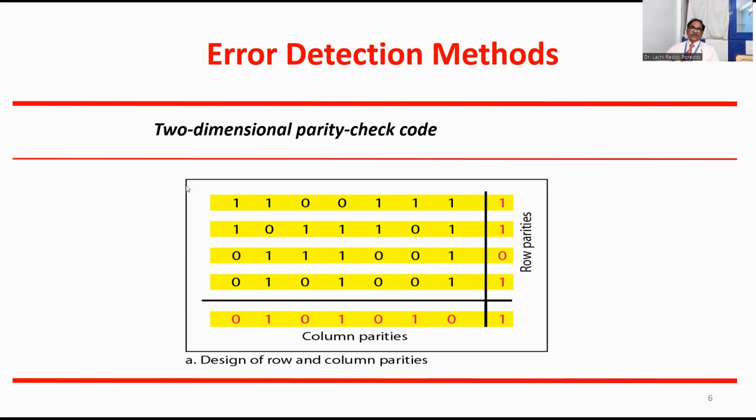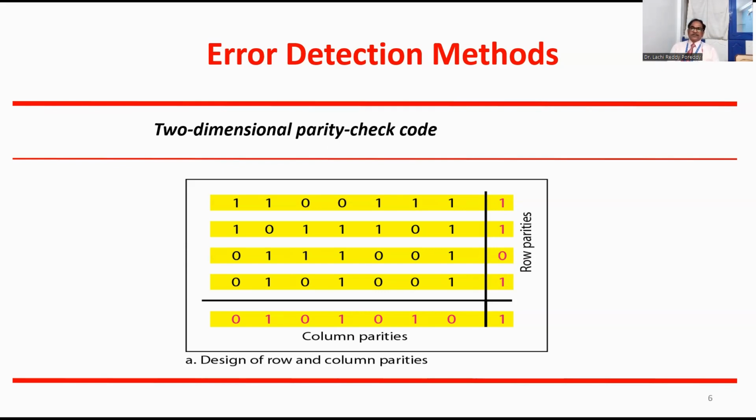Now this is what is being sent to the receiver. The sender will transmit this information as a block. Rows and columns together as a block will be transmitted to the receiver.